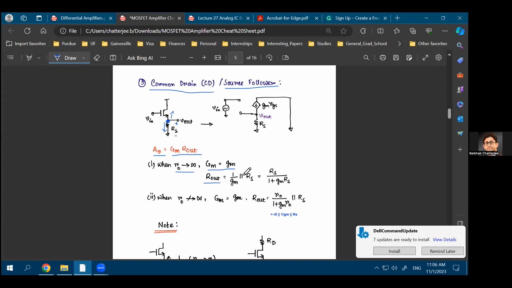Questions? If you had a second resistor above the drain, would the output be 1 over gm in series with that resistance, all in parallel with RS?